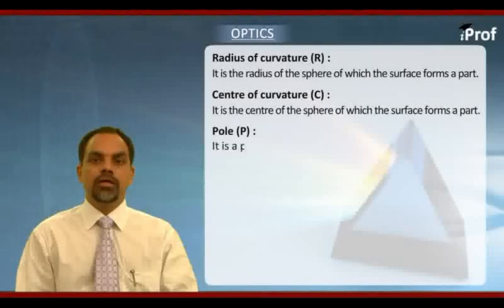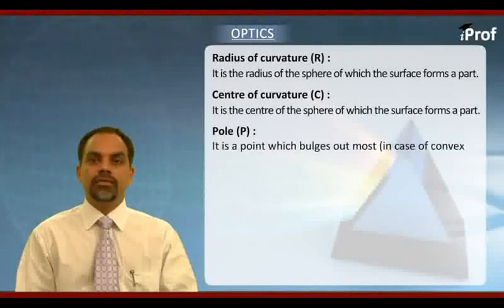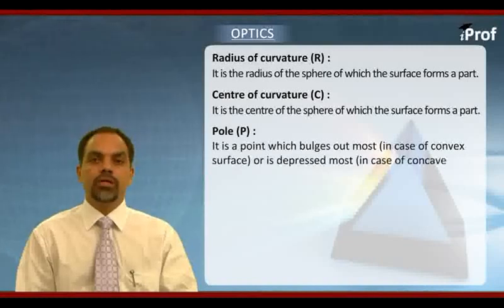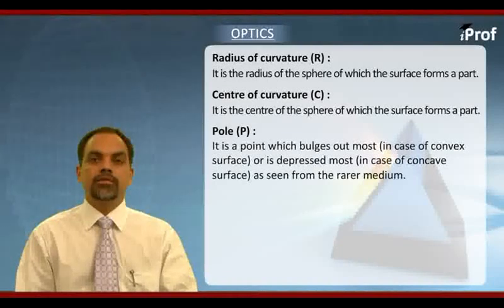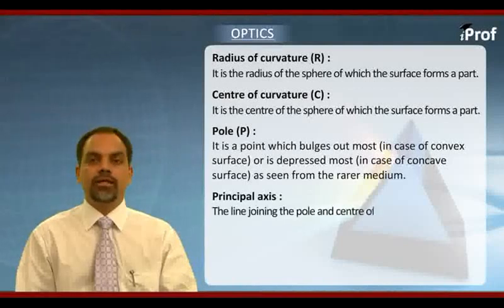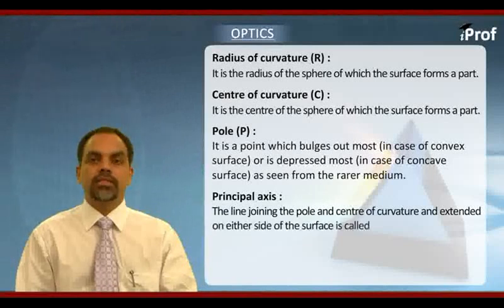Similarly, pole. In the case of a convex spherical refracting surface, the pole will be the most raised point. Whereas in the case of a concave spherical refracting surface, the pole of the surface will be the most depressed point. Similarly, we have the principal axis. The line joining the pole and center of curvature of the surface is referred to as the principal axis.